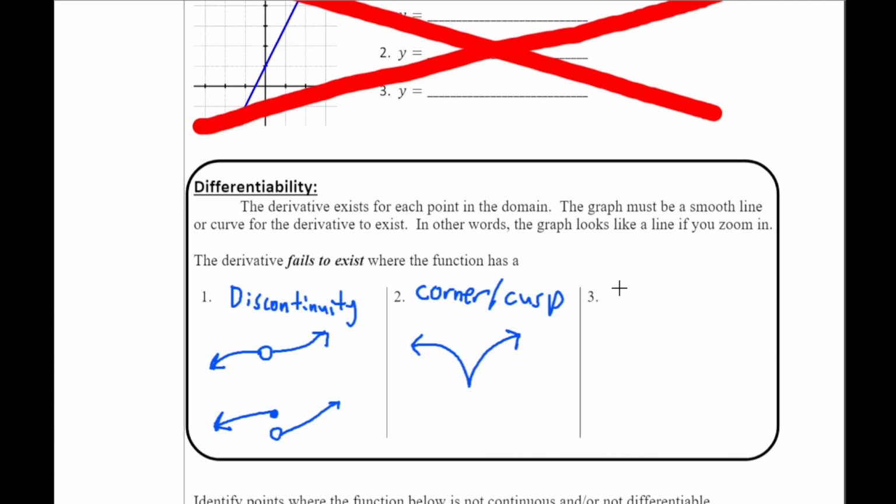The last condition where the derivative can fail to exist is if there's a vertical tangent. So this could look like something such as this. Well, you see there's a vertical tangent line here. You can't have a vertical tangent line here, because that would be an undefined slope if it's straight up.